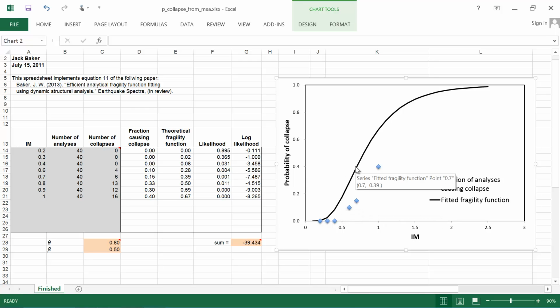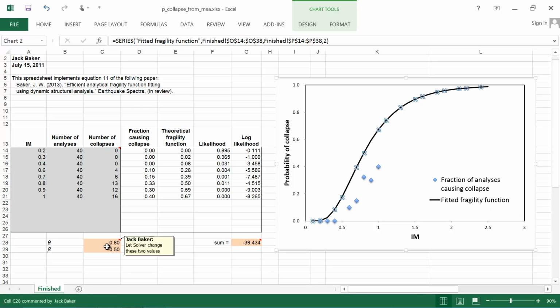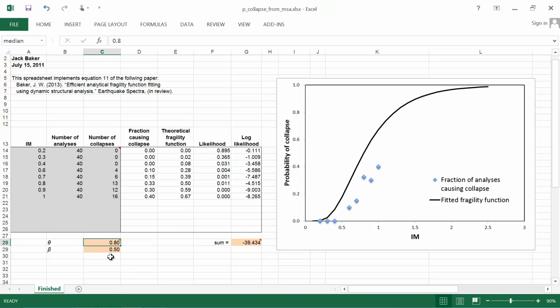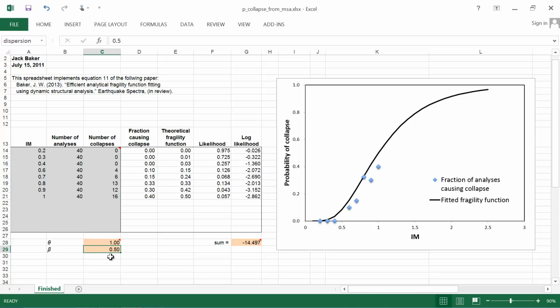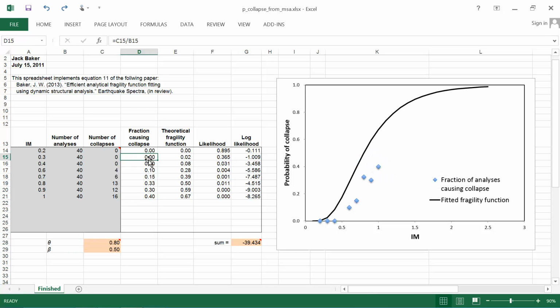Then I have a black plot here, which is the fitted fragility function that's using these theta and beta parameters. The formula is off screen here. We don't need to look at it, but I'll just show you that if I change the value of theta, that fragility function moves over to the right. So I made theta a little bit bigger, and the fragility function moved a little bit to the right. Okay, put that back for a moment. So there's the observed fraction causing collapse.